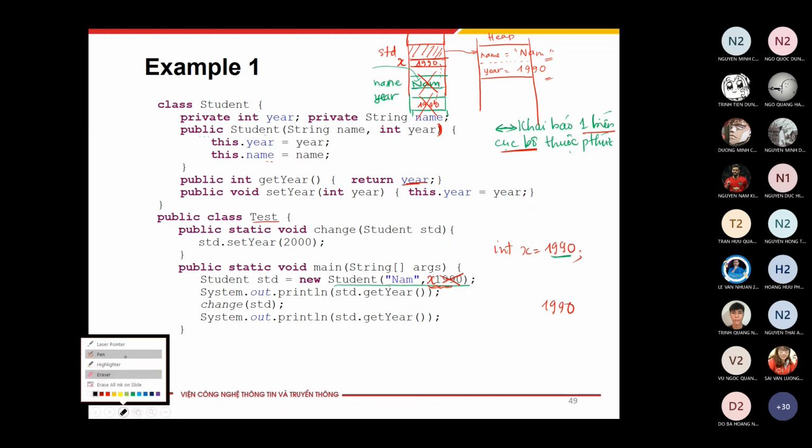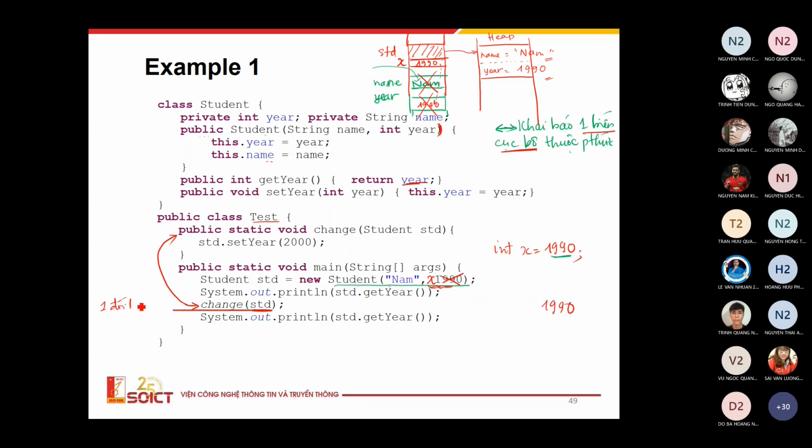Câu lệnh tiếp theo là câu lệnh train std. Phương thức train nằm trong class Test. Còn std truyền vào ở đây là gì? Truyền vào một đối tượng, hay là một biến tham chiếu. Thì điều gì sẽ xảy ra? Tôi xóa tạm những phần này đi, lấy chỗ để vẽ. Điều gì sẽ xảy ra? Hoàn toàn tương tự với cách lý luận như ở trên, đúng không?